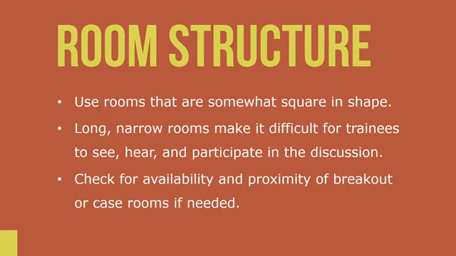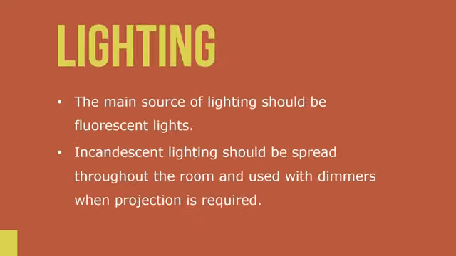Blacks and browns will close the room in physiologically and become fatiguing. Room structure. Use rooms that are somewhat square in shape. Long, narrow rooms make it difficult for trainees to see, hear, and participate in discussion. Check for availability and proximity of breakout or case rooms if needed. Lighting. The main source of lighting should be fluorescent lights. Incandescent lighting should be spread throughout the room and used with dimmers when projection is required.